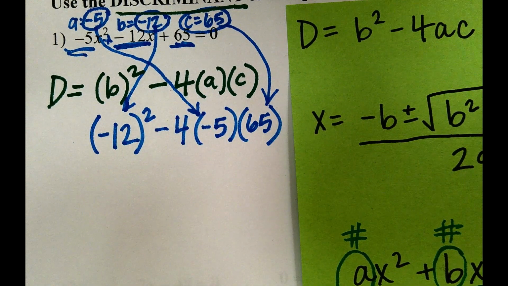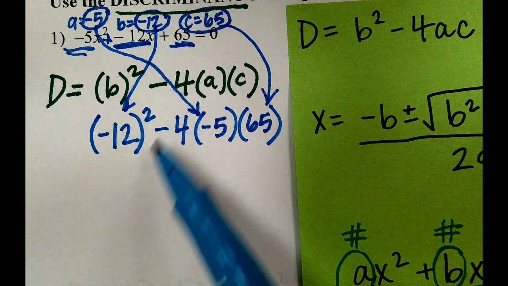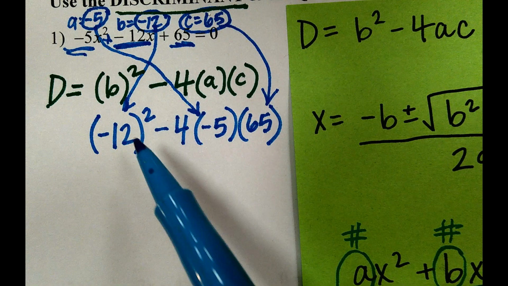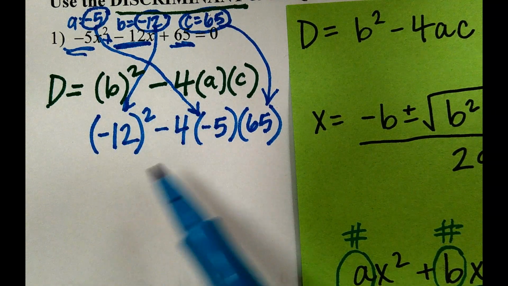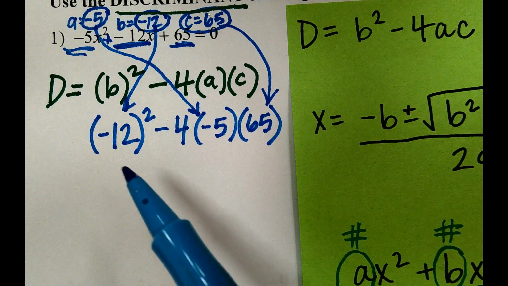What is negative 12 squared? 144. Is this first number ever going to be negative? Sometimes? No. It will never be negative. It will always be positive. Why? Because a negative times a negative equals a positive.